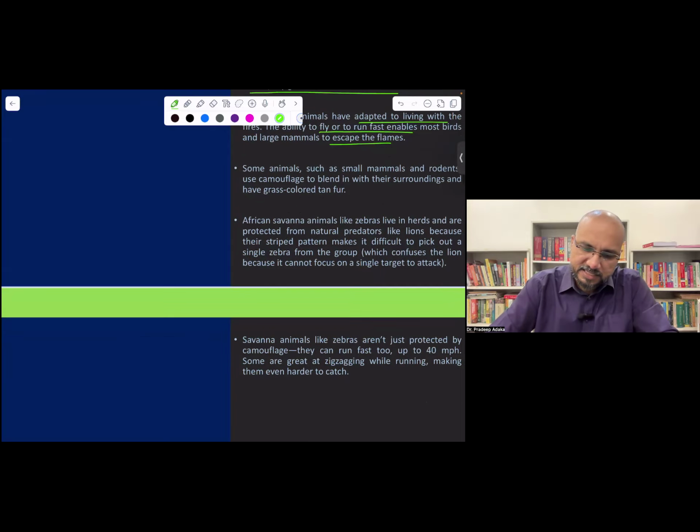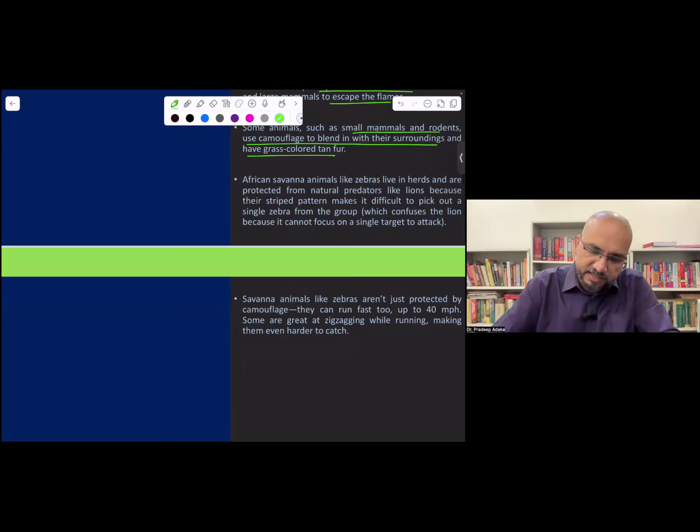Okay, some animals such as small mammals and rodents use camouflage to blend with the surroundings and have brown fur, so that they can escape from the predators. They can protect themselves, hide easily within the grass and escape from the predators.